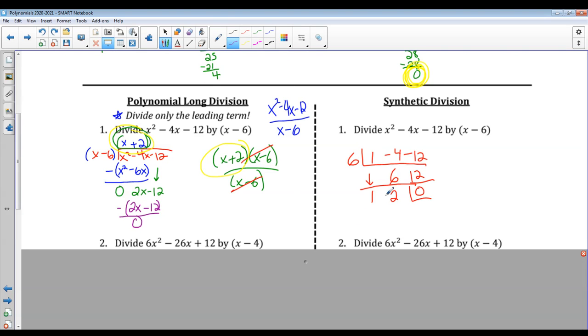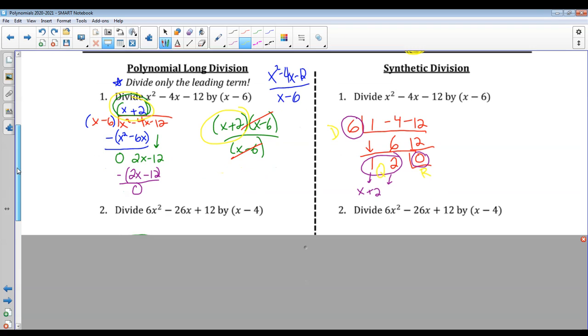And if you look closely, and if you remember back to last year, those numbers that we have left over are the coefficients of our quotient. So we have 1x plus 2. So again, we have quotient, which is here, plus the remainder, which is here, over the divisor, which is here. So maybe we should make a note of that. Quotient, remainder, divisor. So there you go.